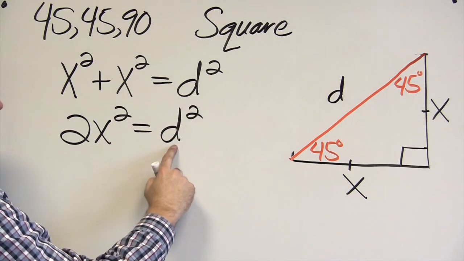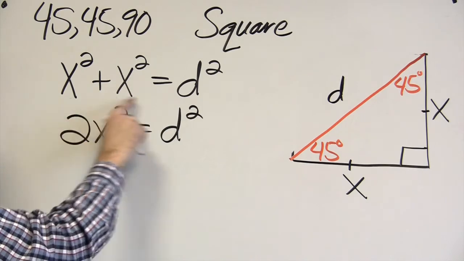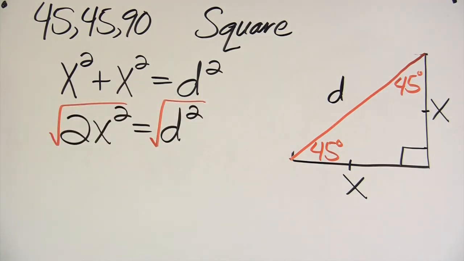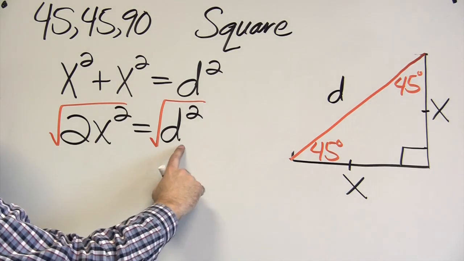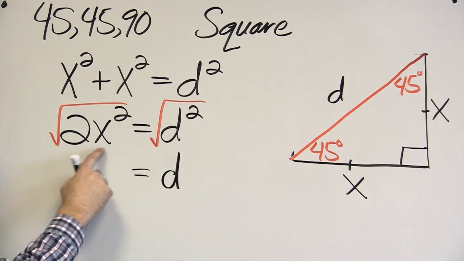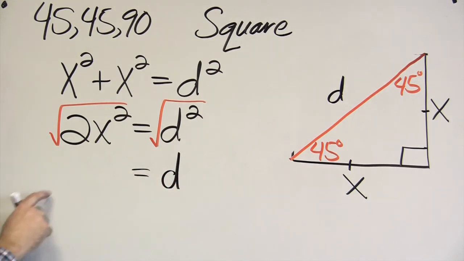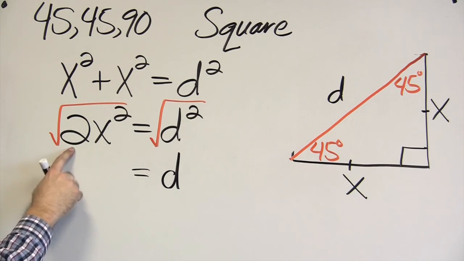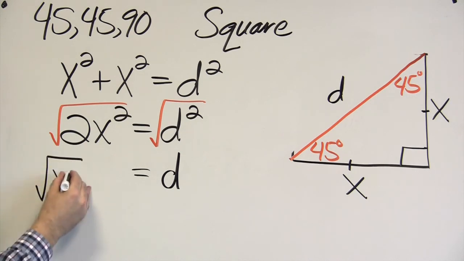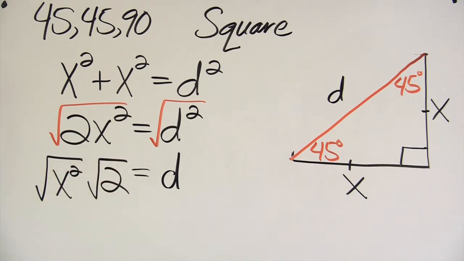Since we're looking for D, I'm going to take the square root of both sides. If I take the square root of both sides, the square root of D squared is D, and I'm left with this right here. Now keep in mind, if we're going to simplify this radical, part of this is a perfect square, part of it is not. Now, normally we don't see x squared here, but this is a perfect square. The 2 is not a perfect square, so it stays behind.